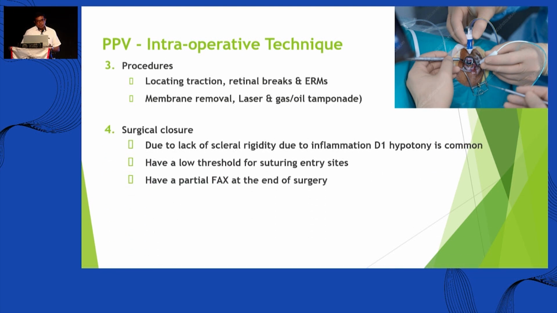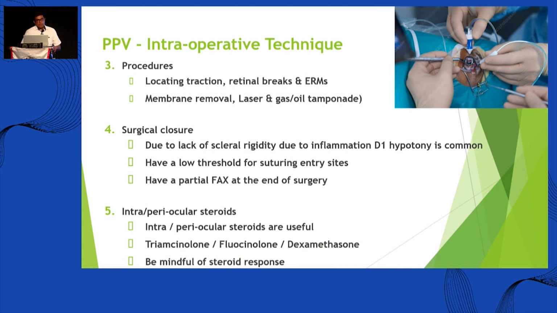Surgical closure is also very important, because the inflamed sclera does not close well. Have a low threshold for suturing the ports, and you can consider a partial fluid exchange at the end as well, but obviously gas or air inside prevents you from having a good look at the retina the following day. And periocular or intraocular steroids you can give at your choice, depending on how the condition is.